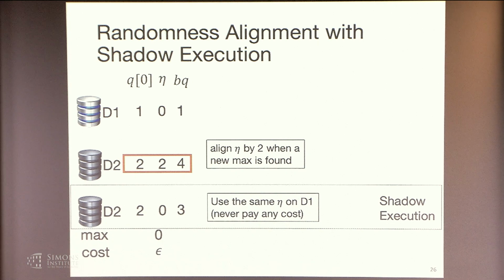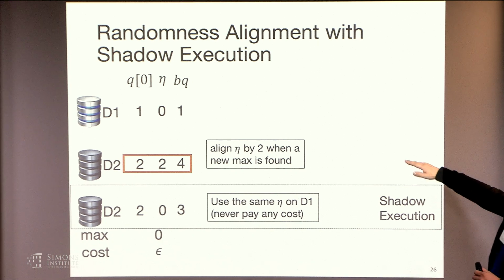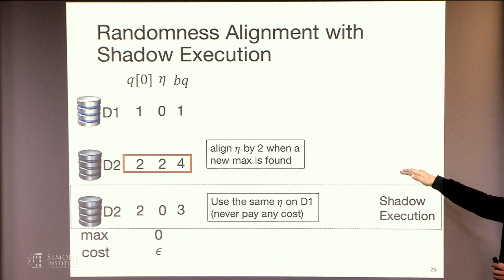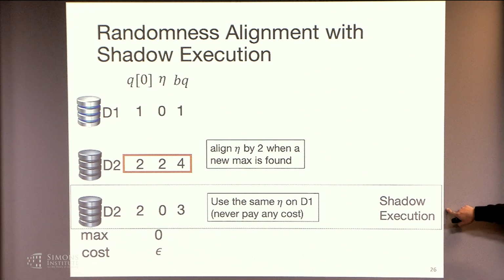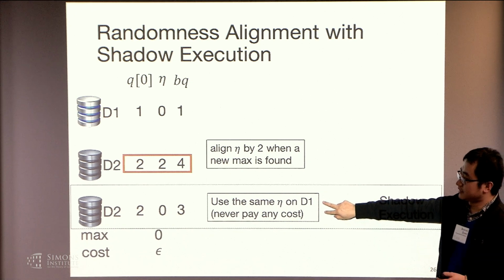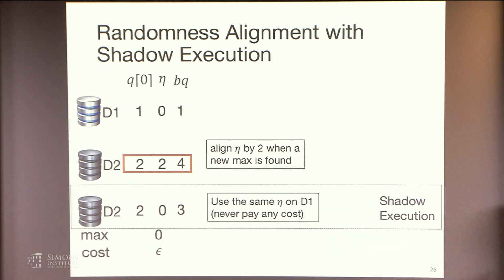It's a very simple idea. We track two executions on the adjacent database. One is called the aligned execution, one is called the shadow execution. The shadow execution differs from the aligned execution in that in the shadow execution, we always use the same random bit as the random bit you get from the first execution. In other words, the alignment is always 0 for the shadow execution. The benefit is that because the alignment is always 0, we never pay any cost if we use any value computed from the shadow execution. So that actually allows us to construct a proof.